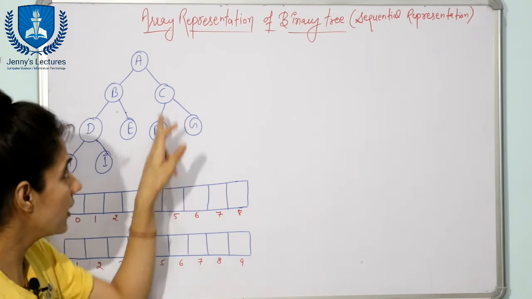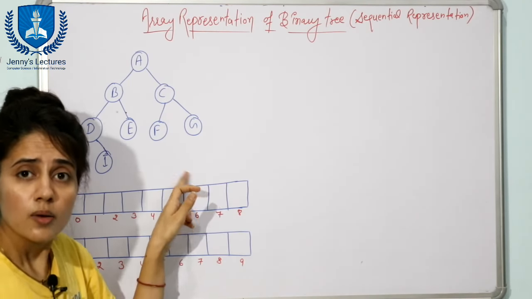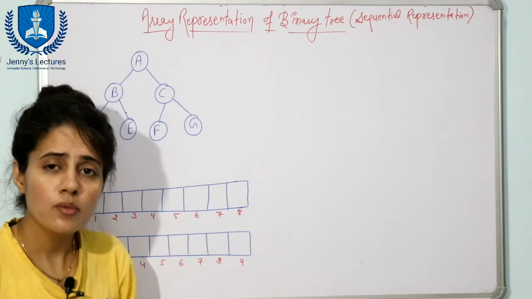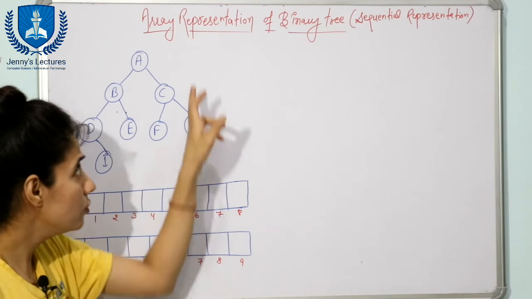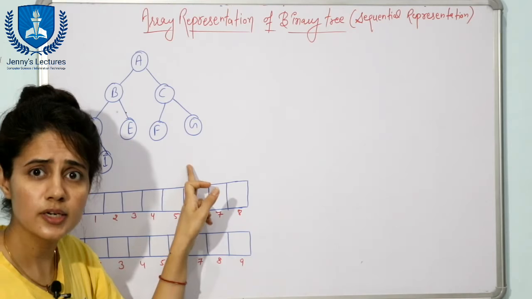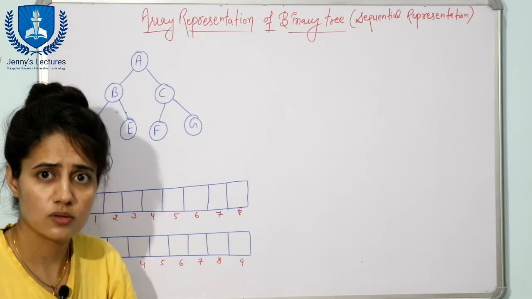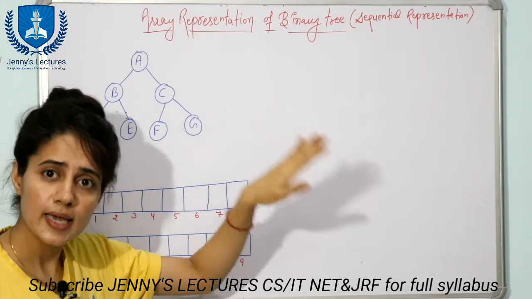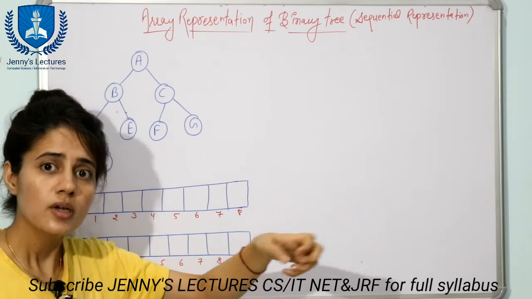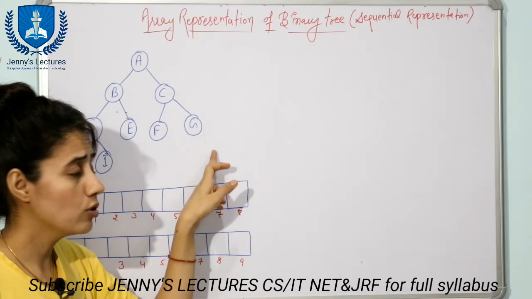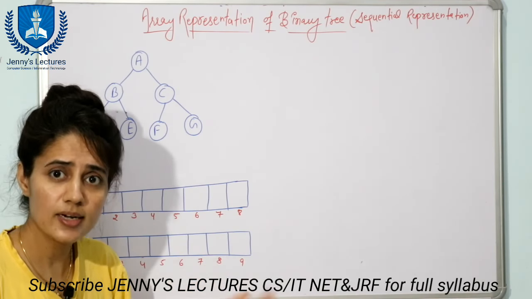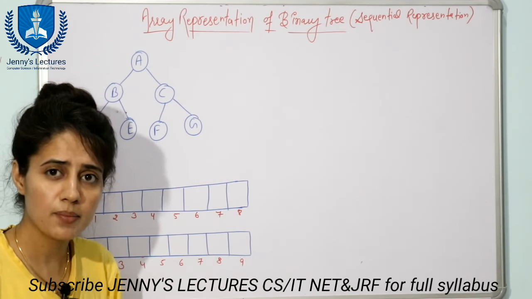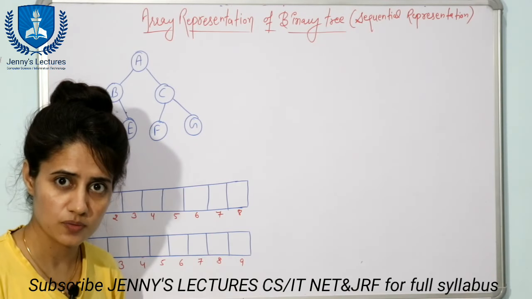On a whiteboard I can draw this like this, but while writing a program on your PC, you cannot draw this. You have to represent it using some other data structure. So two methods are there. One is that this tree can be represented using an array, that is sequential representation. And the second method is that this tree can also be represented using a linked list. That is known as dynamic node representation.